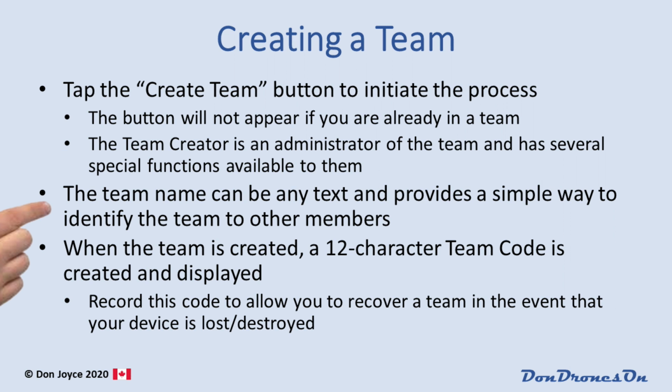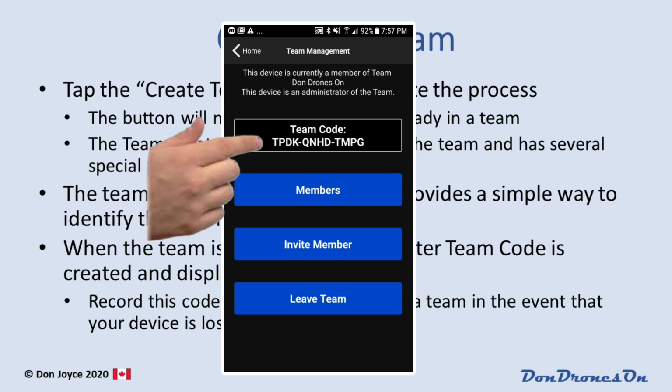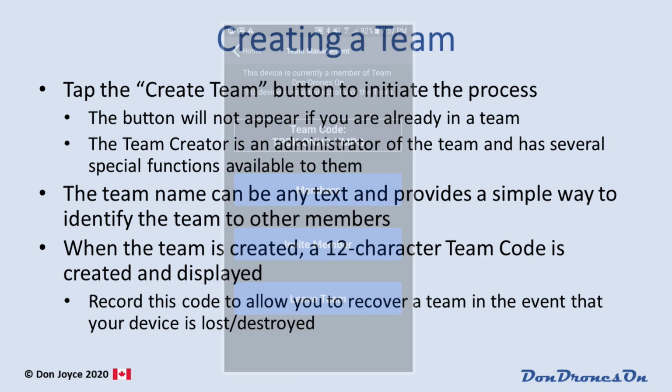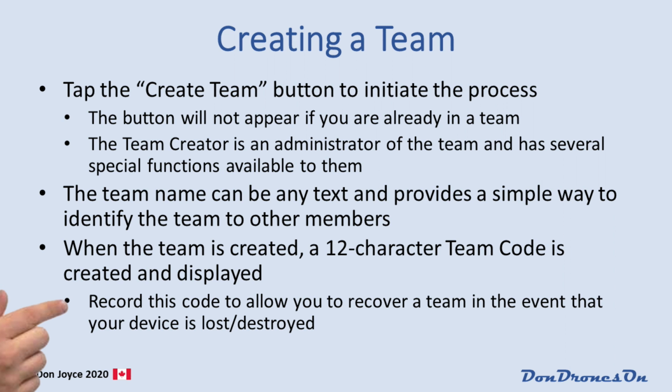When you create a team, you can name that team. The team name can be any text that you choose, and it provides a simple way to identify the team to other members so that when they get an invitation, they feel comfortable that they're joining the right team. Also, when the team is created, you will see a 12-character team code. Looks a lot like a recovery code, but it's 12 characters instead of 8. So that is created and displayed for you. I would recommend that you record this code to allow you to recover a team in the event that your device is lost or destroyed or stolen or, as I said, lost down behind the couch somewhere.